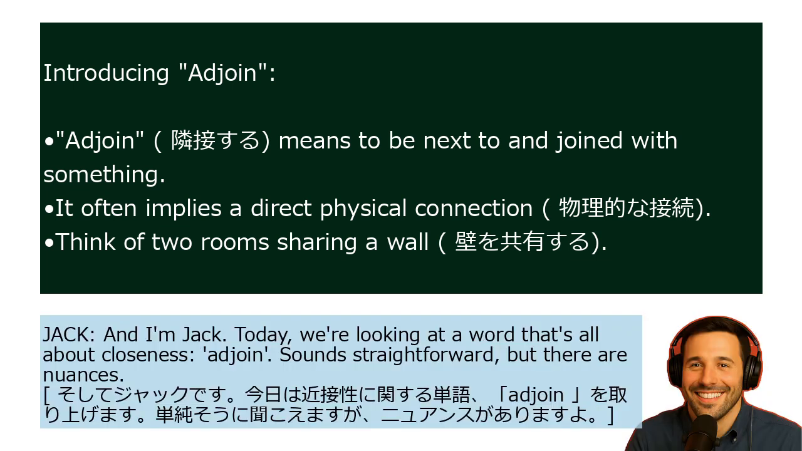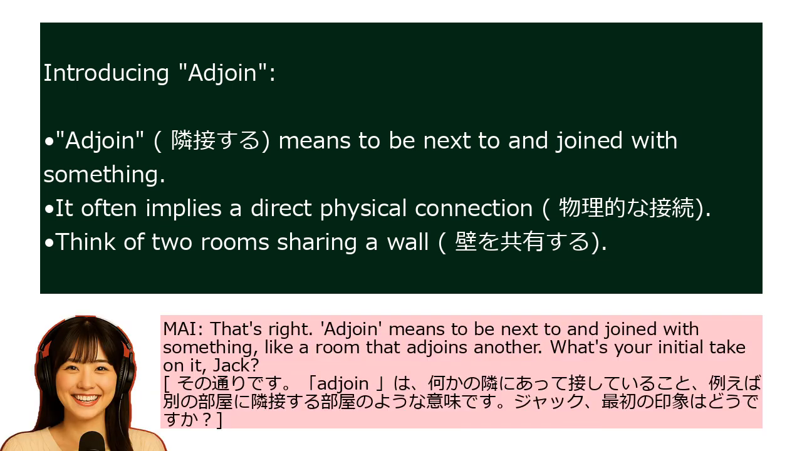Today, we're looking at a word that's all about closeness, adjoin. Sounds straightforward, but there are nuances. That's right. Adjoin means to be next to and joined with something, like a room that adjoins another. What's your initial take on it, Jack?